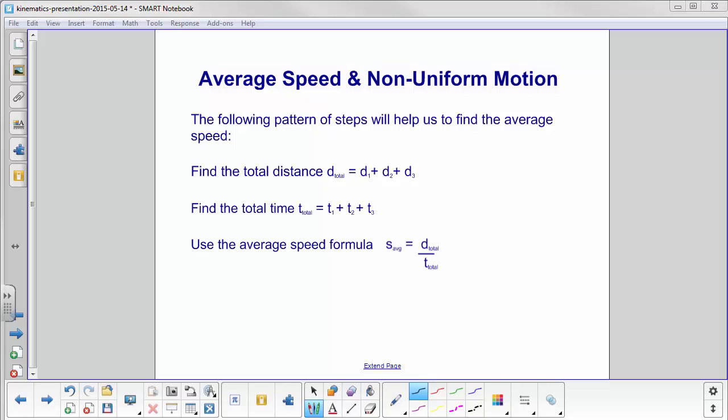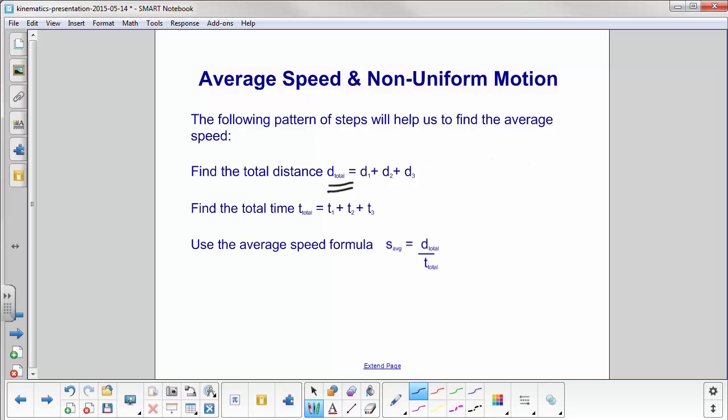Here's how we're going to use these subscripts to help us solve this problem where you're moving at different speeds, different distances and different time intervals. First, you're going to find the total distance moved. And again, we'll use a subscript. This time we're going to call it D sub total. You could even abbreviate that D sub T. And that'll equal D1 plus D2 plus D3.